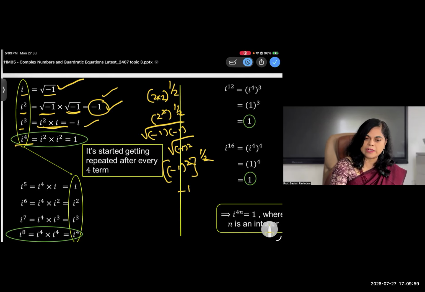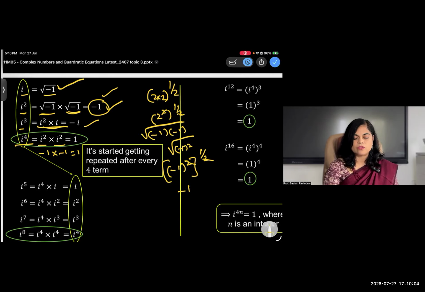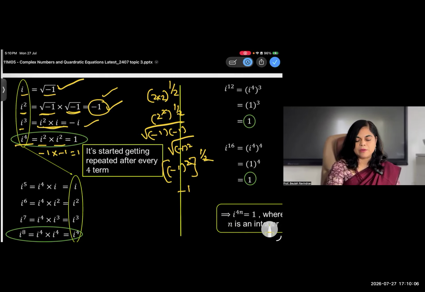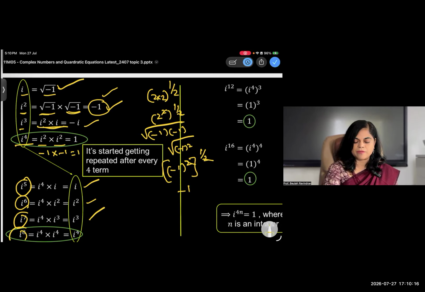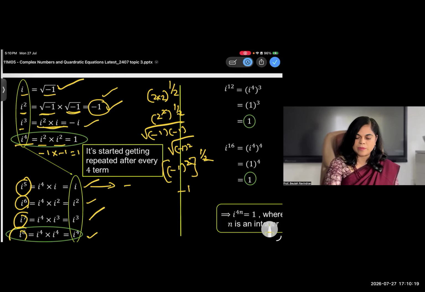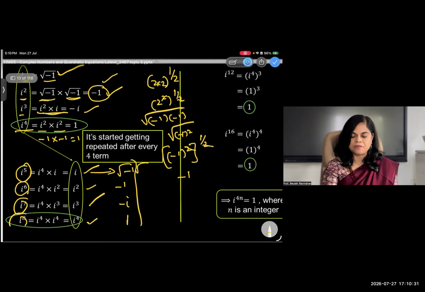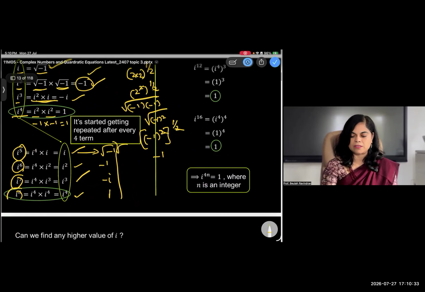Similarly, what is i power 4? i squared times i squared. So minus 1 times minus 1. This is plus 1, right? So if you repeat this, power 5, the same, you will be getting i. Then power 6 means i squared, power 7 means i cubed, power 8 means i power 4, all repeated. This is minus 1, then this is minus i and 1, right? So this cycle repeats every time.